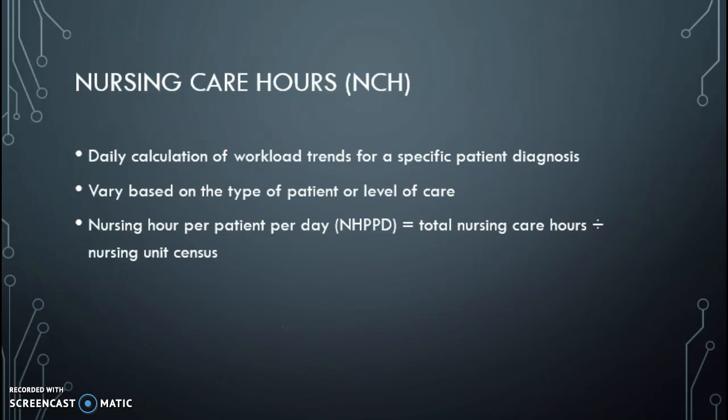Nursing care hours is a daily calculation of workload trends for a specific patient diagnosis. This may vary based on the type of patient or the level of care that they need. For example, a patient in critical care requires a greater number of nursing care hours. Nursing hours per patient per day are calculated by dividing the number of nursing care hours by the total census of a nursing unit.